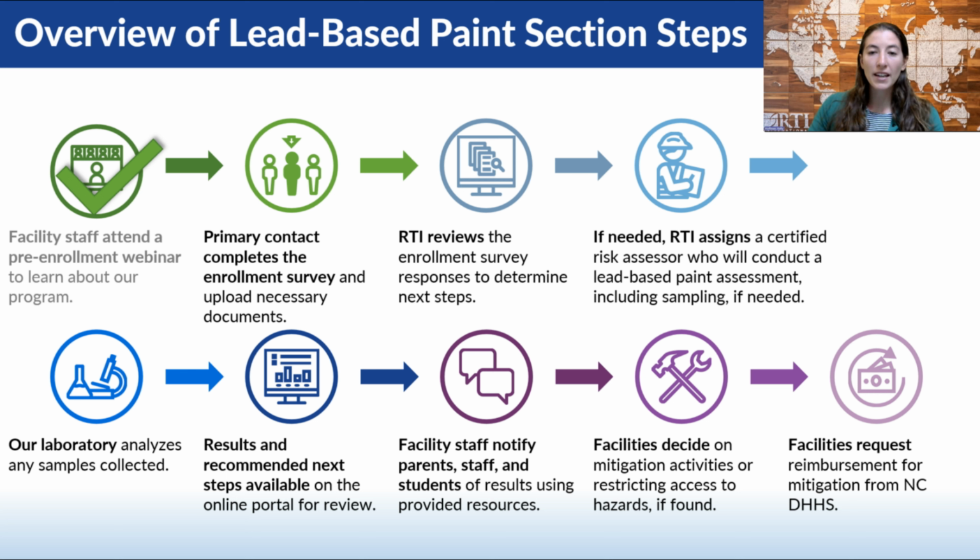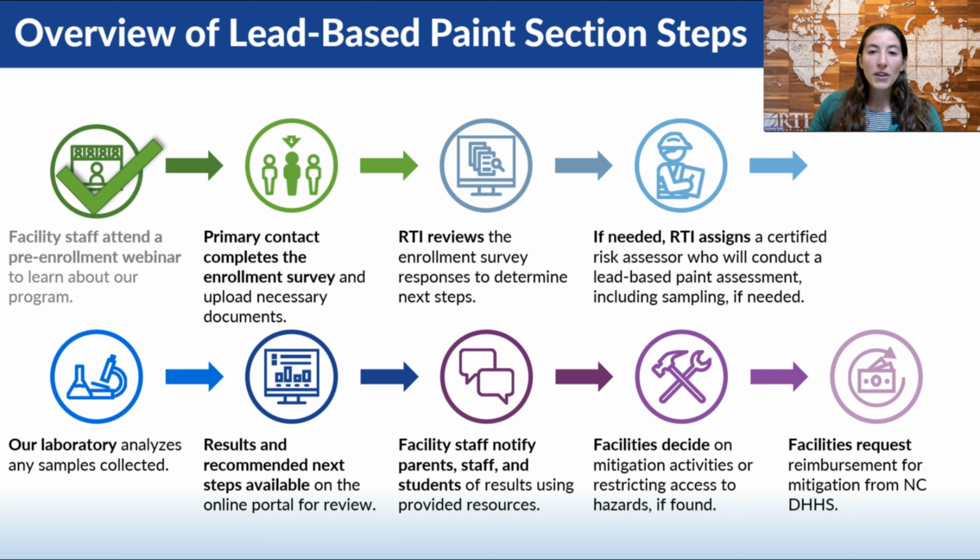Any samples collected will be analyzed at our laboratory. Once results and recommended next steps are available, you will be notified by email that they are ready for your review. Facility administration should notify parents, staff, and students of the results using resources provided by our program. If any lead-based paint hazards are identified, the facility must restrict access to those areas or choose to mitigate based on the recommended response actions provided by the certified lead risk assessor. If any mitigation activities are conducted, facilities can request reimbursement from NCDHHS.